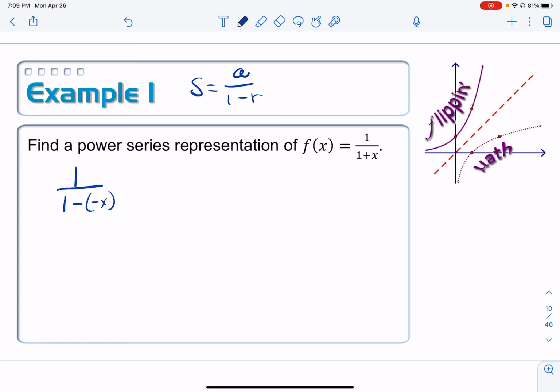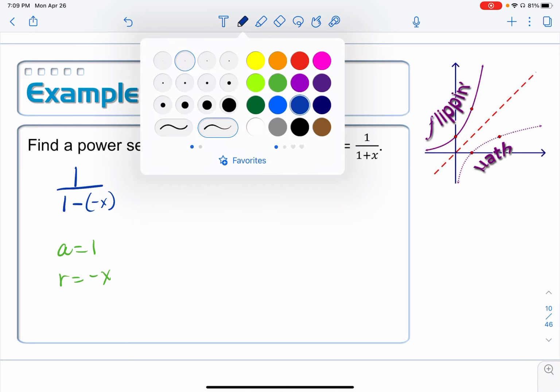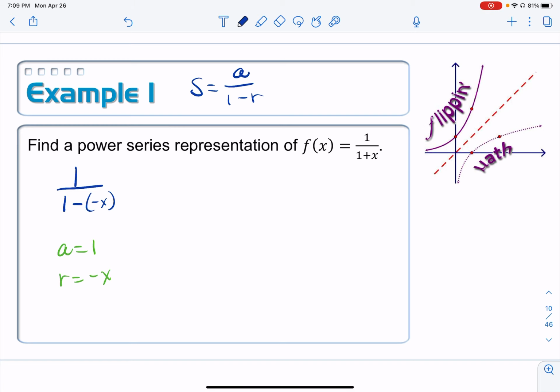We have an A value, we're going to go with green here, an A value of 1. We're starting here with a 1. And our common ratio is going to be the thing that's in parentheses. It's a negative x. All right. So if I'm going to represent this thing as a power series, this should be equal to the sum from n equals 0 to infinity of, our first term is 1, don't really need to write it down, times our common ratio of negative x raised to the nth power.